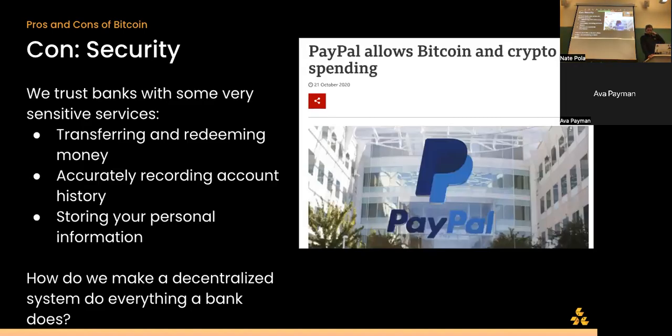And then I guess in terms of security, we do trust banks with a lot of information. You trust them with your social security number, you trust them with your identity, you trust them with making sure money goes from one person to another. Obviously, we've seen money laundering happen in that kind of situation as well.